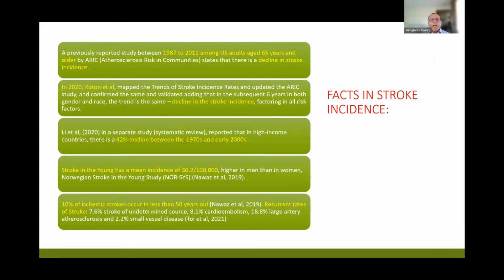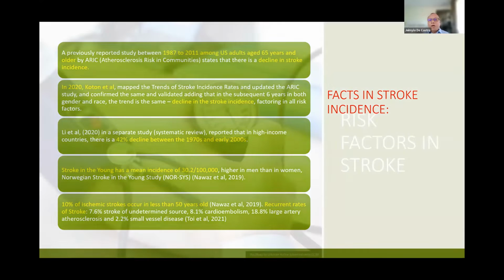We already know that. And the recurrent rates of stroke is that, interestingly, 7.6% of those with recurrent stroke, we do not know the cause. Stroke of undetermined source. It's followed, well, of course, for those kind of unique, but this is also mainly caused by large artery atherosclerosis. So even if this is present, you can imagine how come there is this stroke of undetermined source.